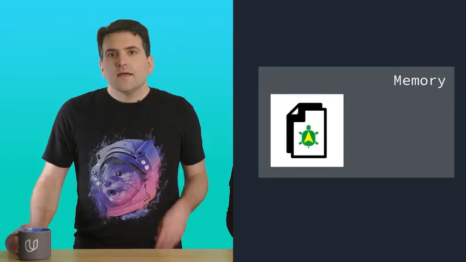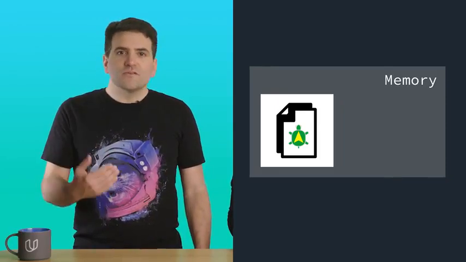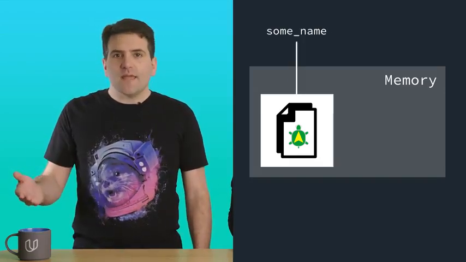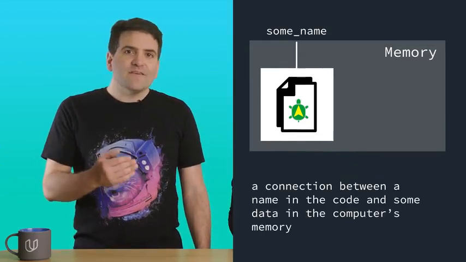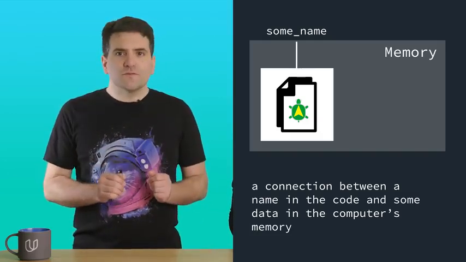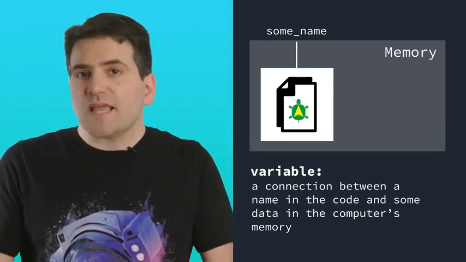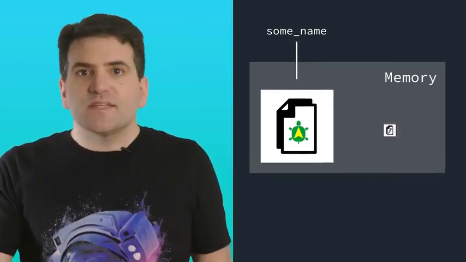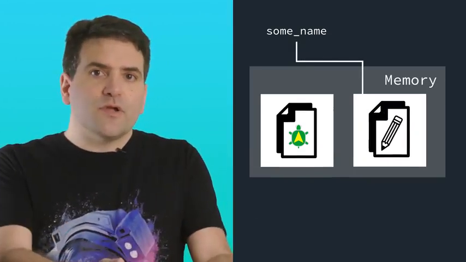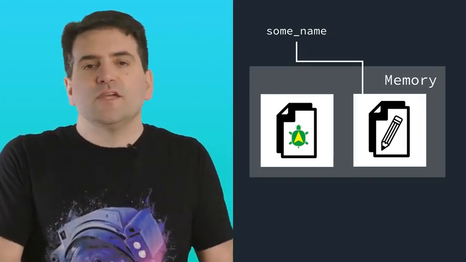Now, this concept isn't just something that applies to naming turtles. The general idea here is that we put some data into the computer's memory, and then we connect that data to a name that we can use in our code. When we have a connection between a name in the code and some data in memory, there's a specific term we use for this. It's called a variable. The reason we call it a variable is because this connection is able to vary. That is, we can change what data a variable refers to. We can say this variable refers to some data in one place in memory, but then later in our program we could change it so the variable refers to some other data in a different location in memory.